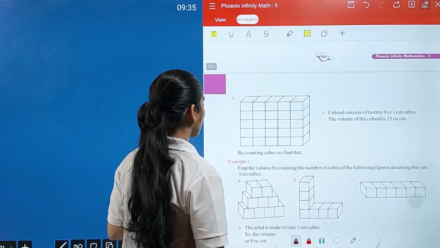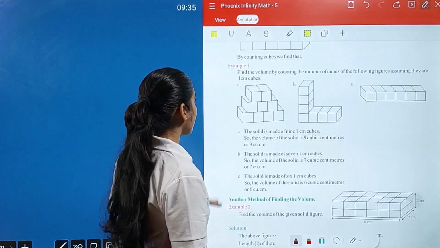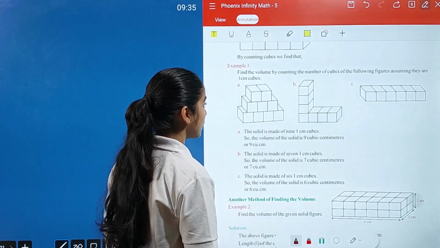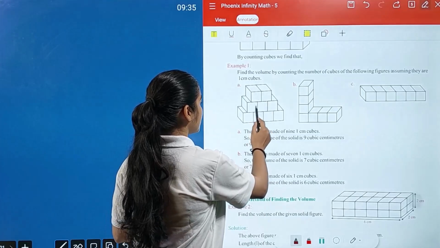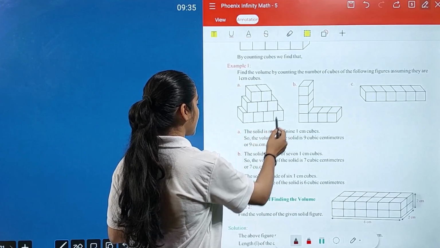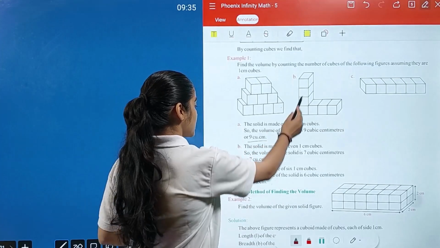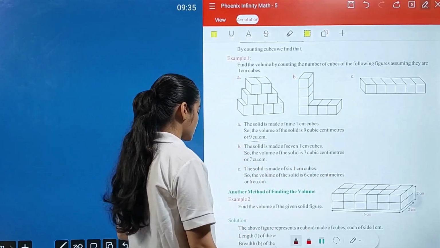So for the cuboid formula, you just have to count how many cubes you have. Now we have our example number 1. Find the volume by counting the number of cubes of the following figures, assuming they are 1 centimeter cubes. 1, 2, 3, 4, 5, 6, 7, 8, 9. So 9 cubic centimeter is your answer. Similarly, 7 cubic centimeter and 6 cubic centimeter is your answer.